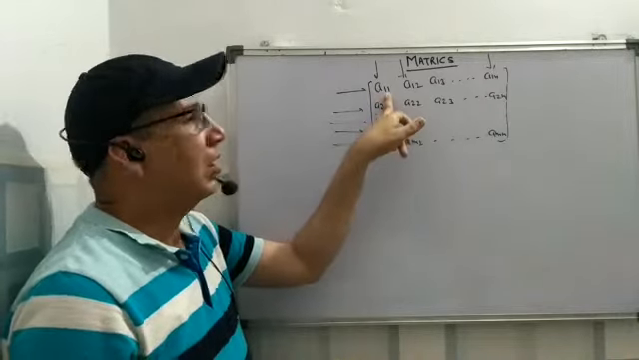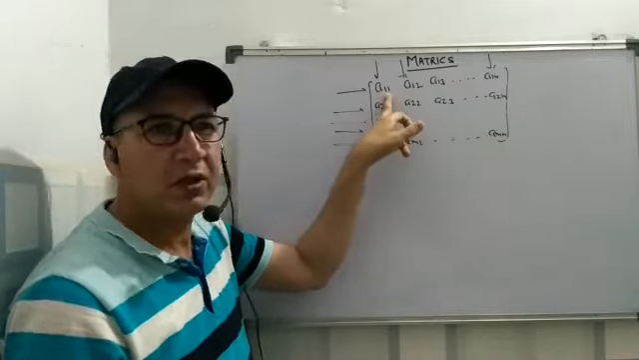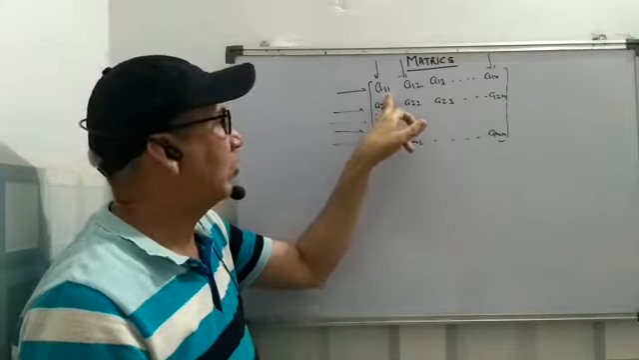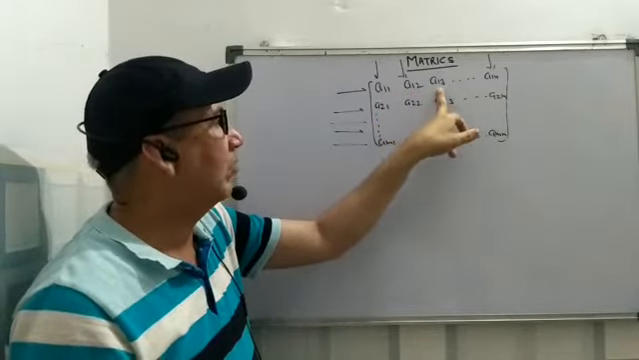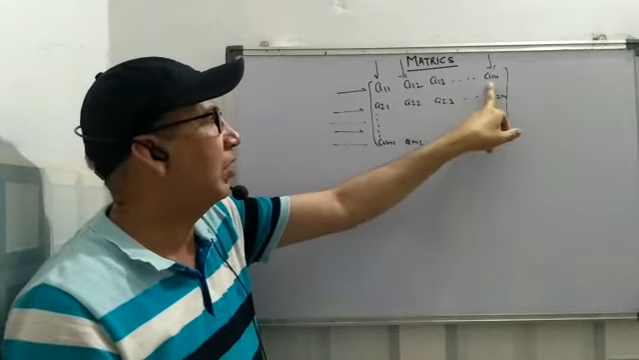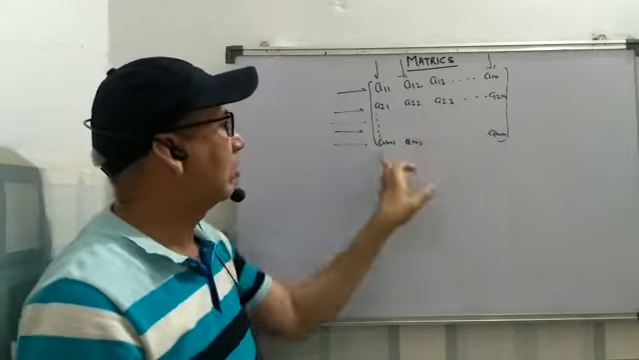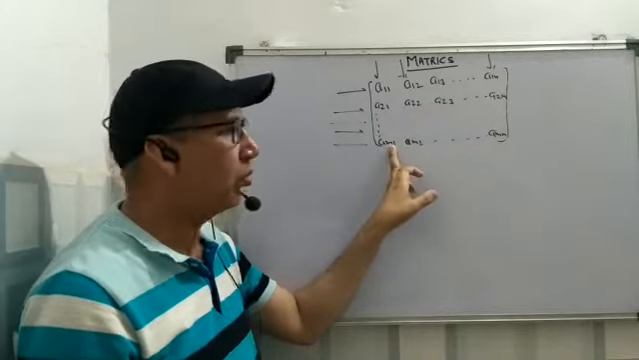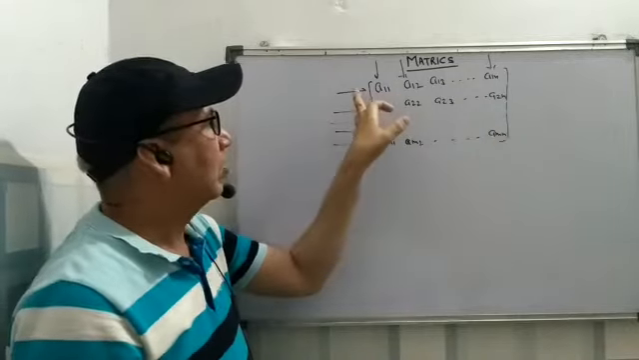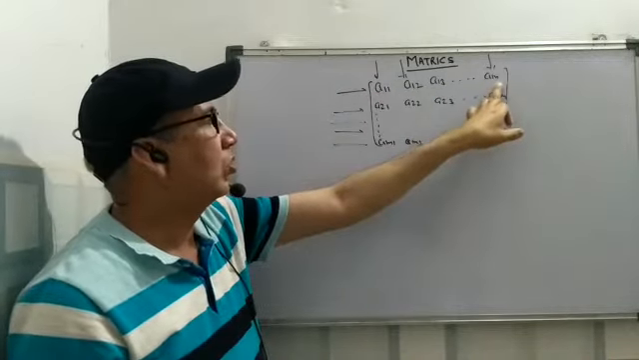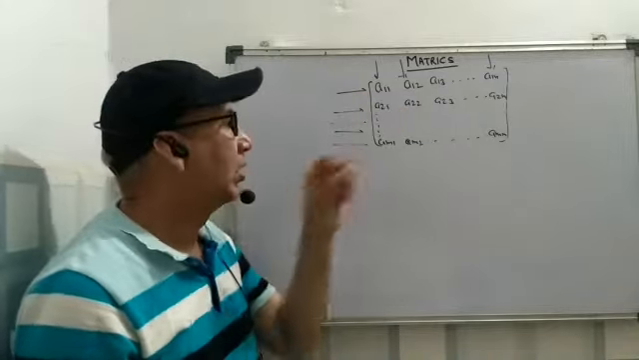This is the index of the element A11. 11 means first row, first column. 12 means first row, second column. 13 means first row, third column. 1n means first row, nth column. Similarly second row, third row, and this is the mth row, and the last one is Amn. You can see that in each row there are n elements and the number of rows is m.